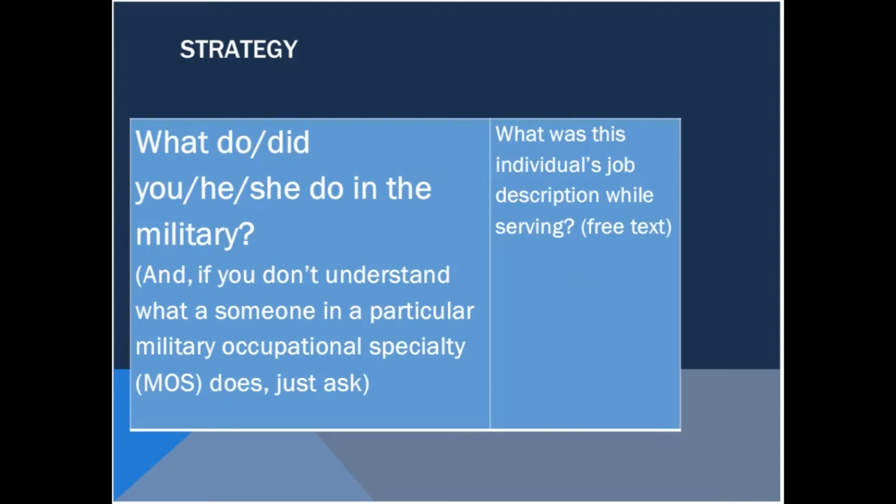What did he or she do in the military? And believe me, they may tell you a code and you won't know it. Just say, well, tell me about that. That's all you have to ask.